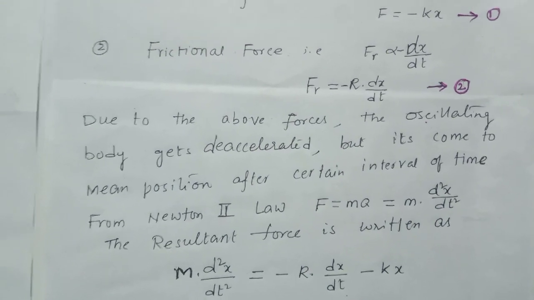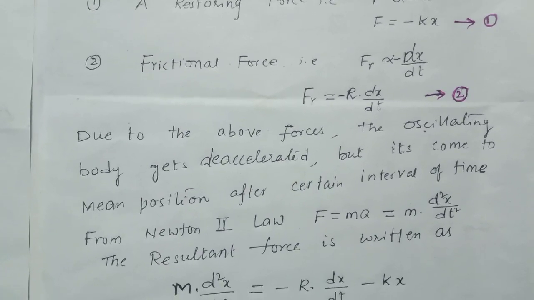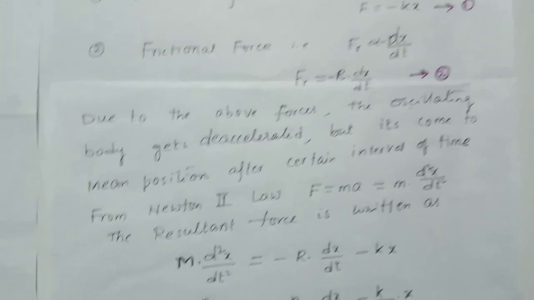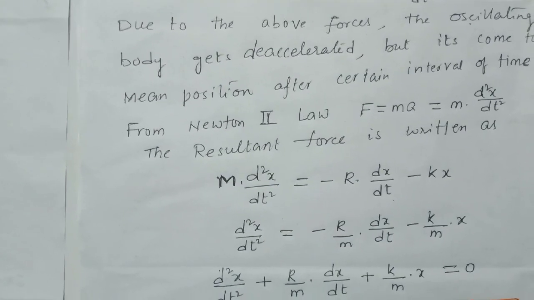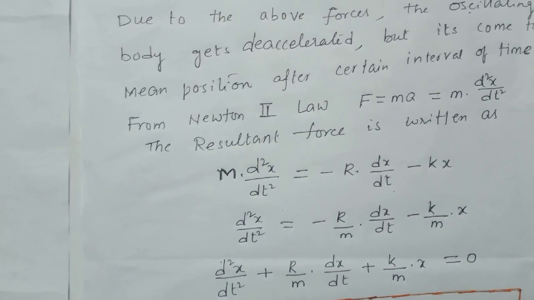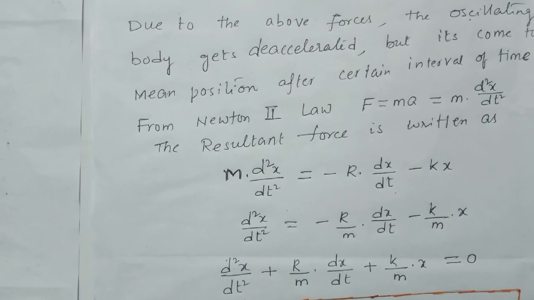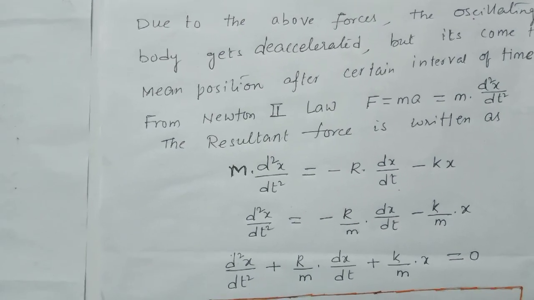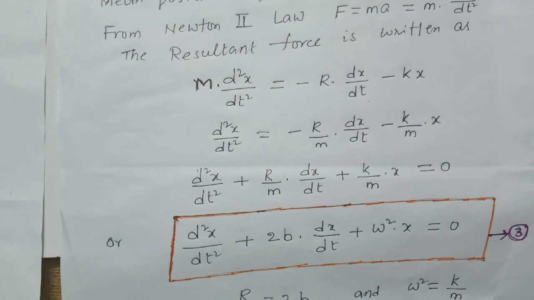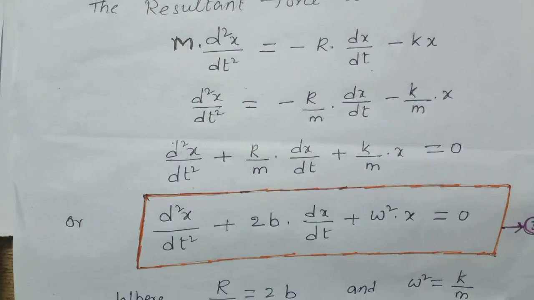So these two forces must equal, by Newton's second law, F equals ma, which equals m into d square x by dt square. Now we write m into d square x by dt square equals minus R into dx by dt minus k into x. Dividing by m, d square x by dt square equals minus R by m into dx by dt minus k by m into x. Now the equation is rearranged as d square x by dt square plus R by m into dx by dt plus k by m into x equals 0.